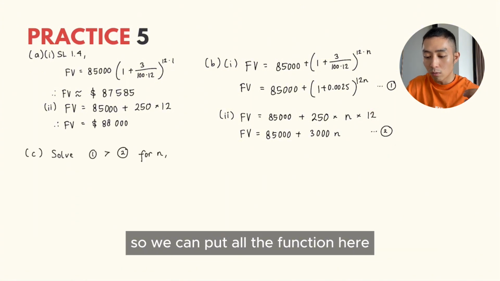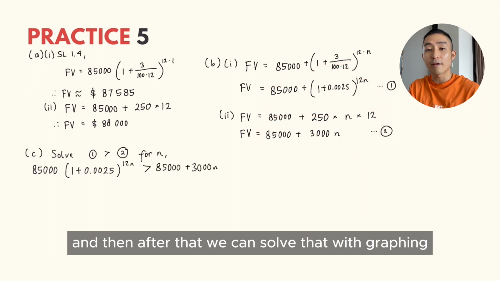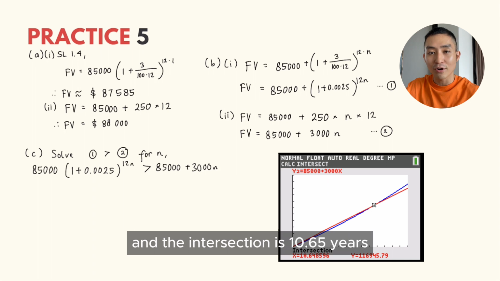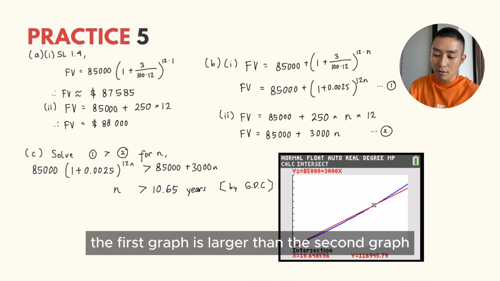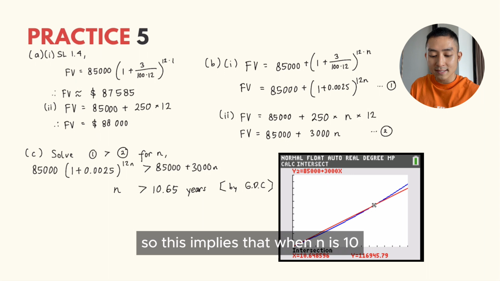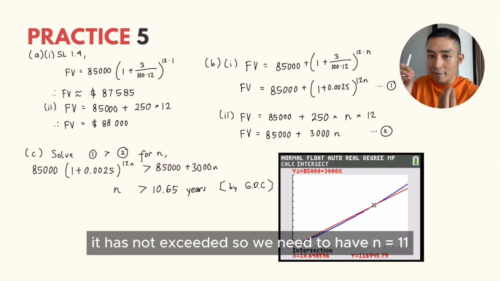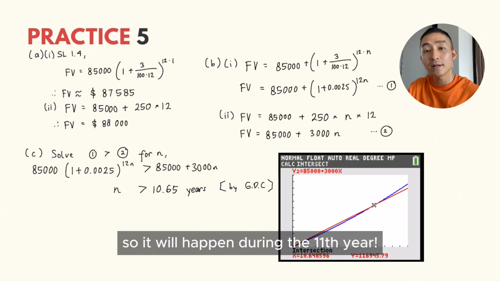So we can put all the functions here, and then after that, we can solve that with graphing, and then we find the intersection, and the intersection is 10.65 years. So it means that when n is larger than 10.65 years, the first graph is larger than the second graph. So this implies that when n is 10, it has not exceeded. So we need to have n equals 11. Then the amount in the first bank would exceed the second one. So it will happen during the 11th year.